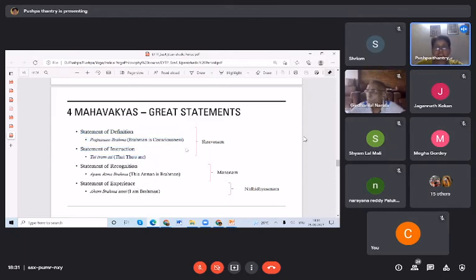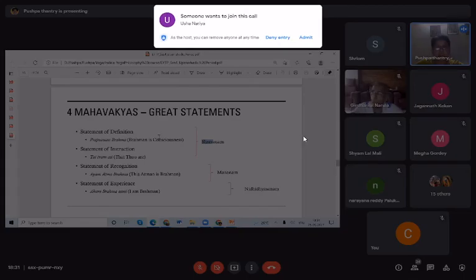So generally we learn Shravanam, Mananam, Nididhyasanam. If you remember, Shravanam is a statement of definition or an instruction. Mananam is a statement of recognition. I recognize the next stage, and Nididhyasanam is nothing but a statement of experience.